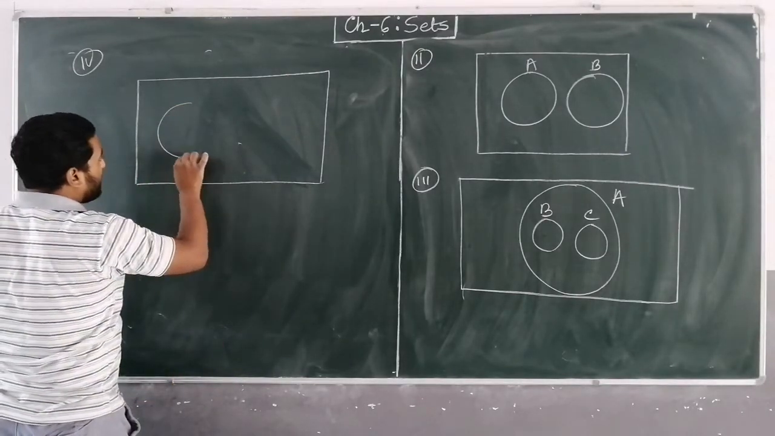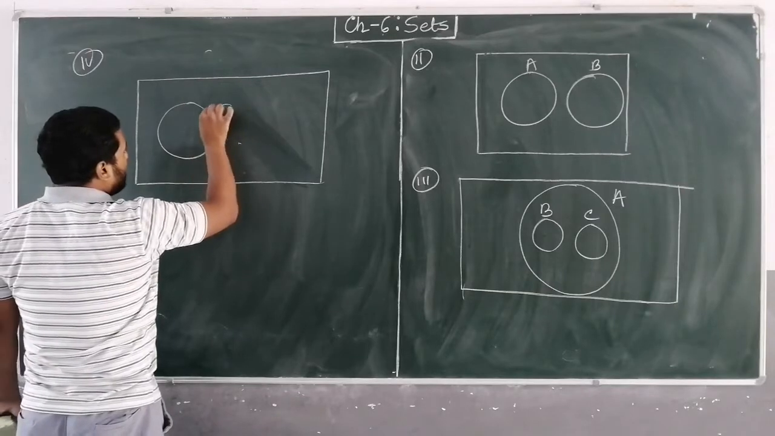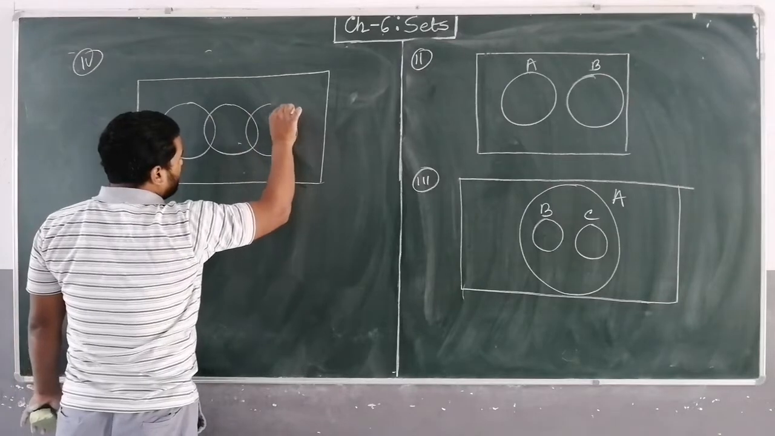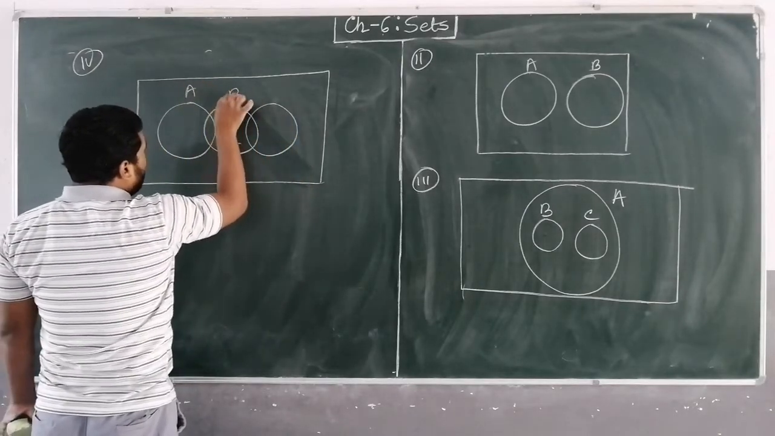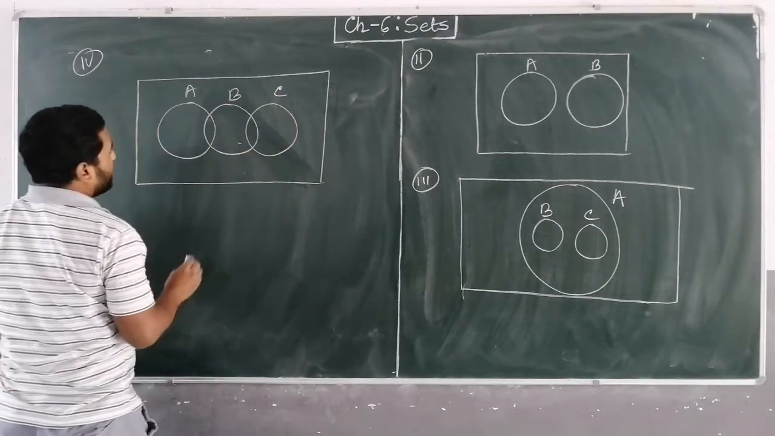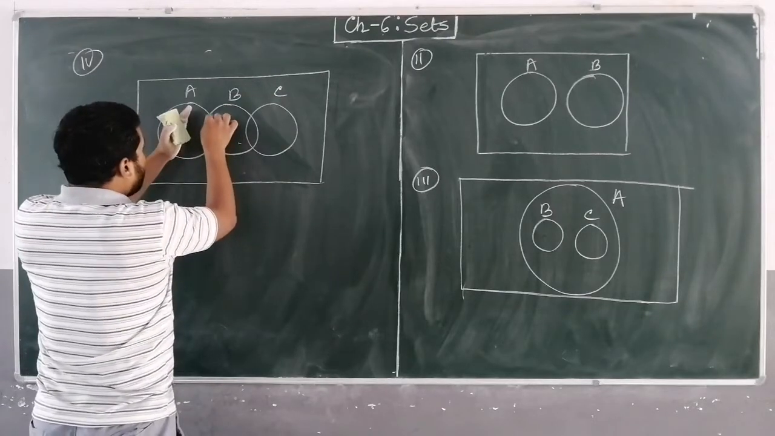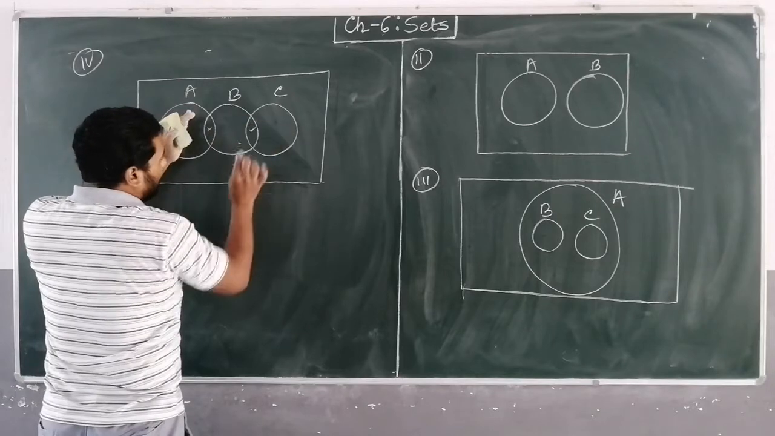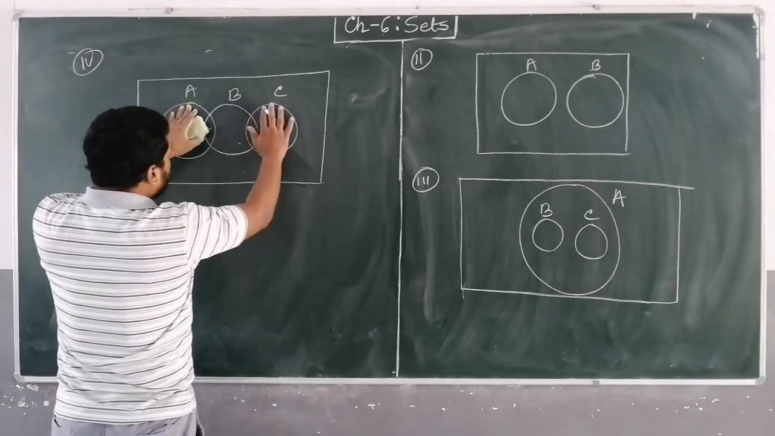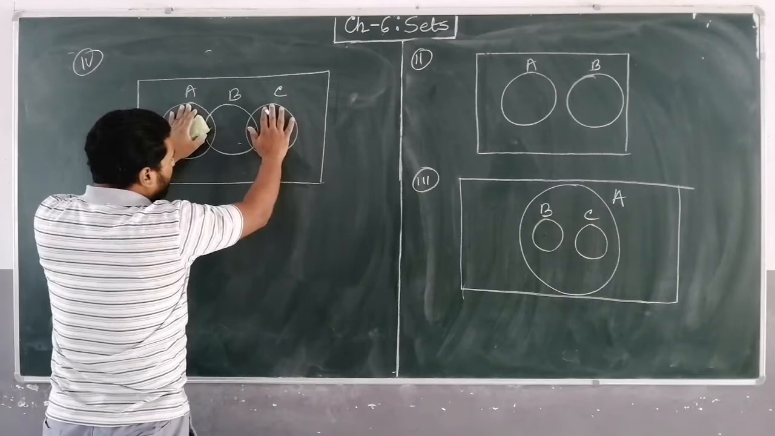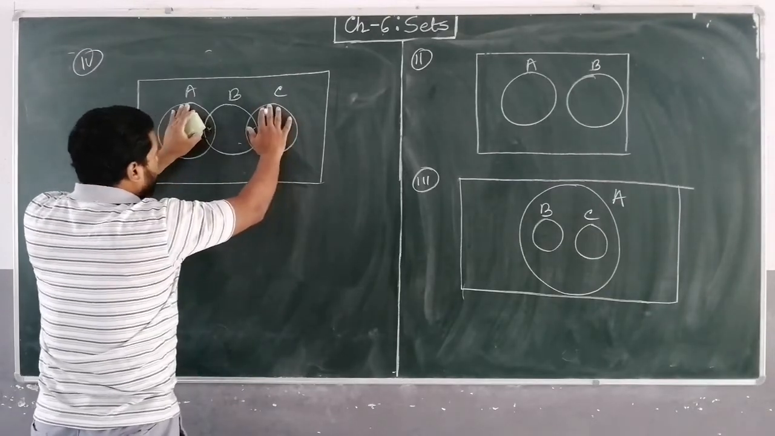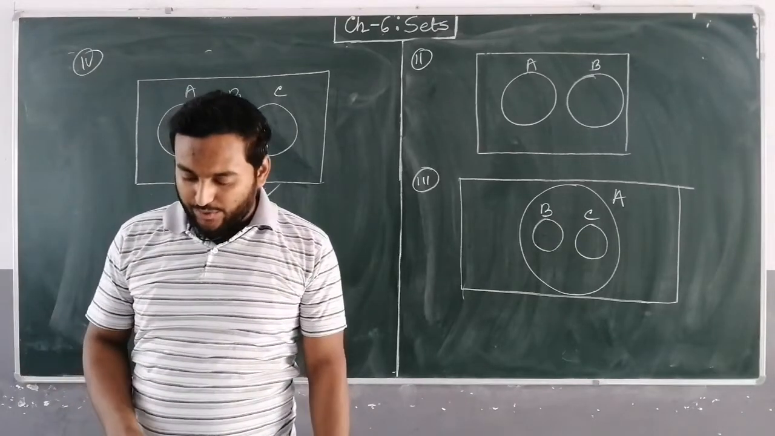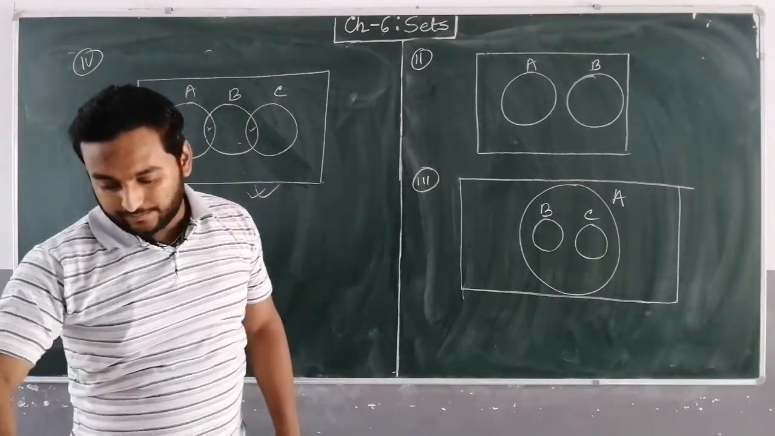So how will you represent? Suppose this is set A, this is set B, and this is set C. A, B, C. So three sets. Now see this. A and B they are overlapping because this is the common part of A and B. B and C they are overlapping here. Okay, but A and C these two sets are disjoint. Okay, there is no common part between A and C. This is the representation.